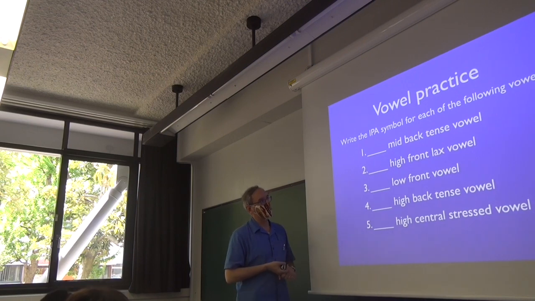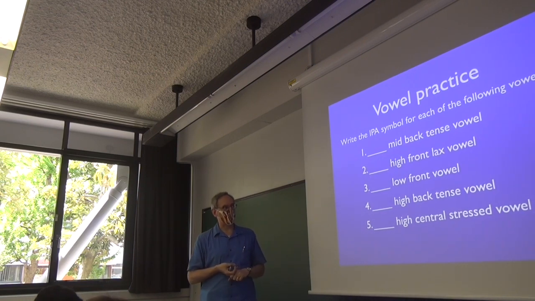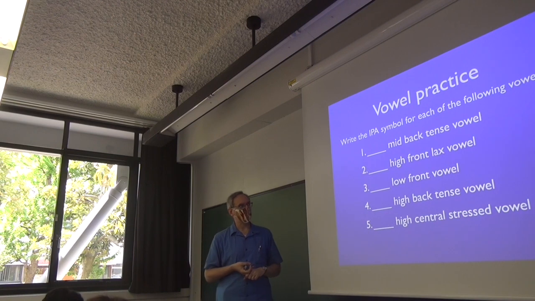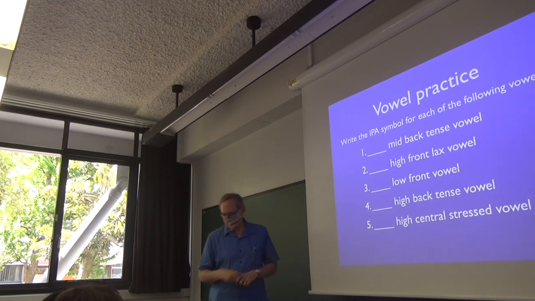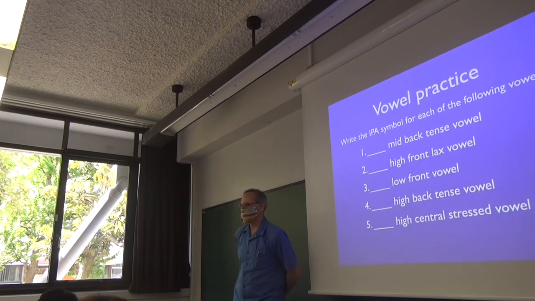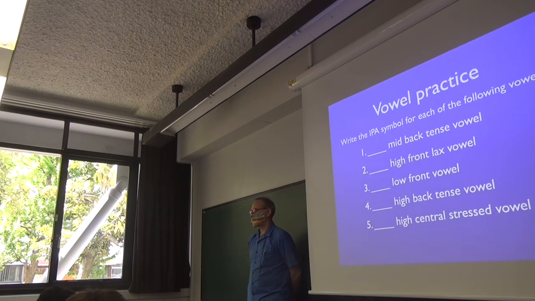What I'd like you to do is to just write the IPA symbol for each of the following vowels. A mid-back tense vowel, a high front lax vowel, a low front vowel. Give you a moment. And if you can't remember, you can check the tables and you can check the notes.